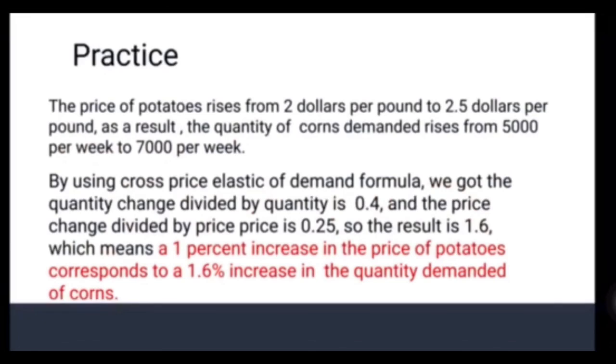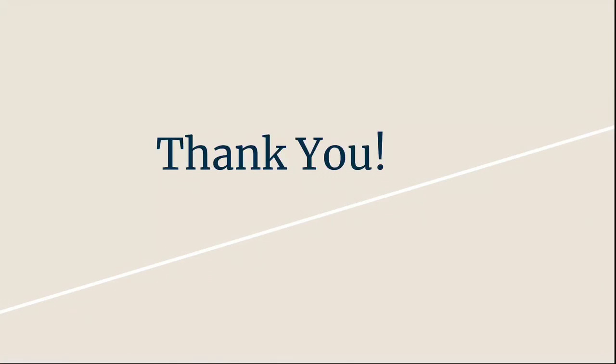By using the cross-price elasticity of demand formula, we got the quantity change divided by quantity is 0.4, and the price change divided by price is 0.25. So the result is 1.6, which means a 1% increase in the price of potatoes corresponds to a 1.6% increase in the quantity demanded of corn.